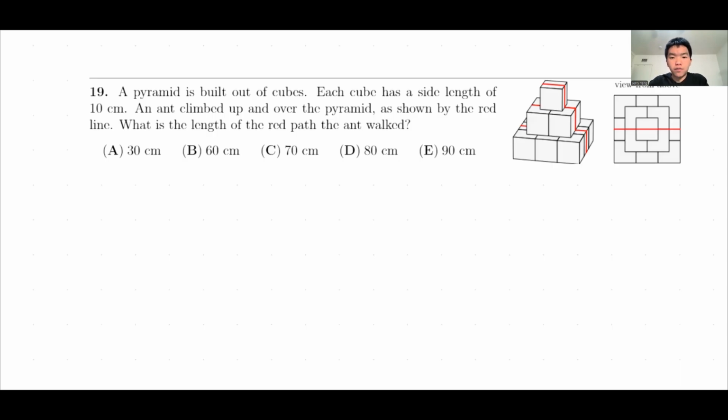Right. Question number 19. A pyramid is built out of cubes. Each cube has a side length of 10 centimeters. An ant climbed up and over the pyramid, as shown by the red line. What is the length of the red path the ant walked?